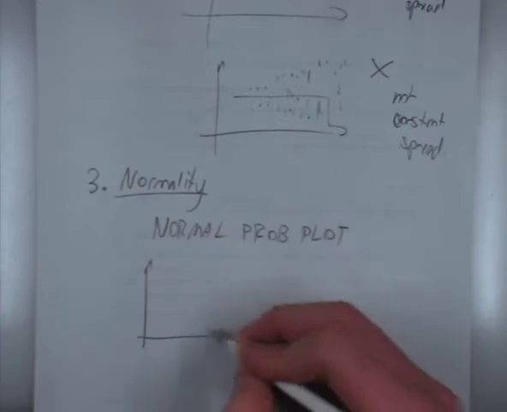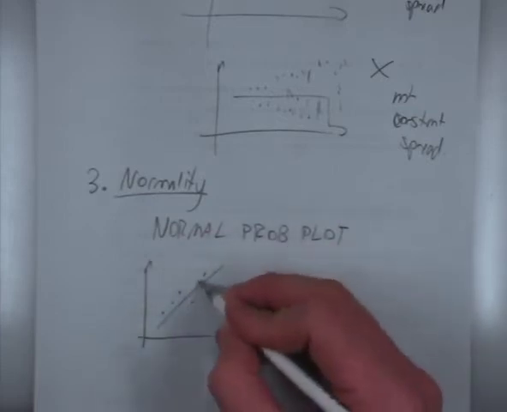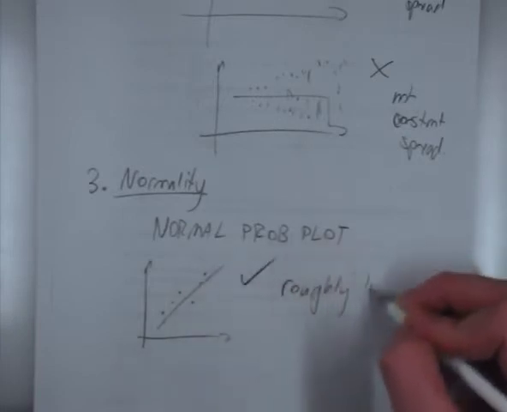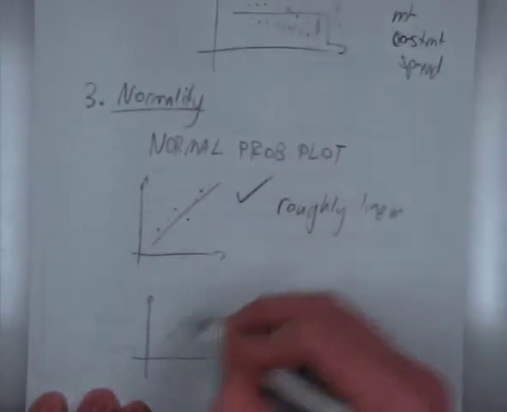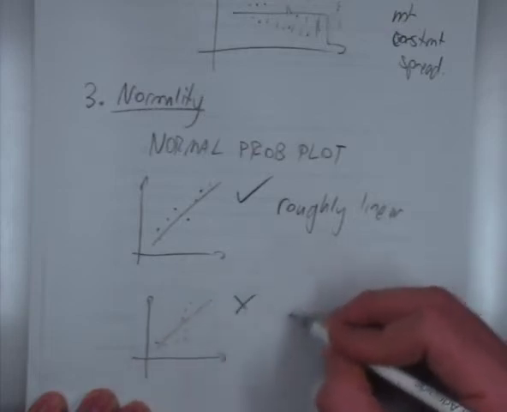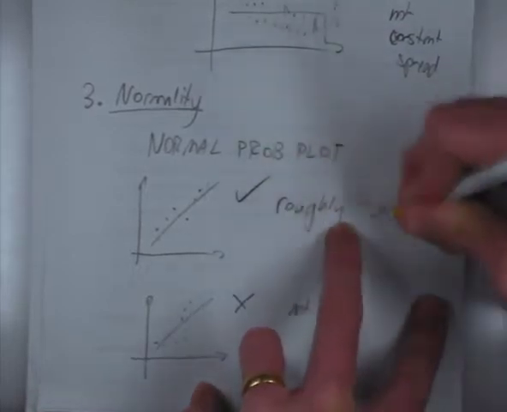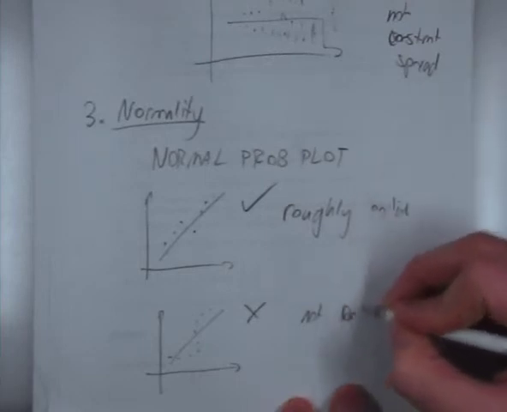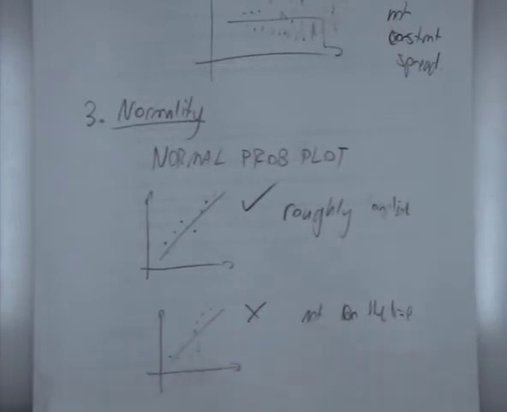So something like this is all right. That's okay, roughly linear. The further from normal it gets, the more like an S it will look. Bad, not linear. So roughly on a straight line, roughly on the line, not on the line. The distinct curvature there indicates it's not normal.